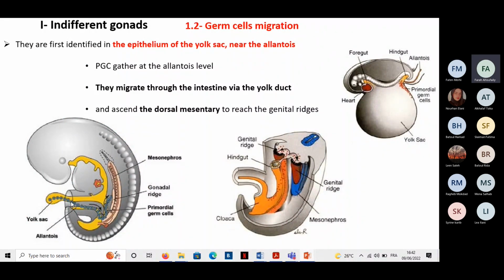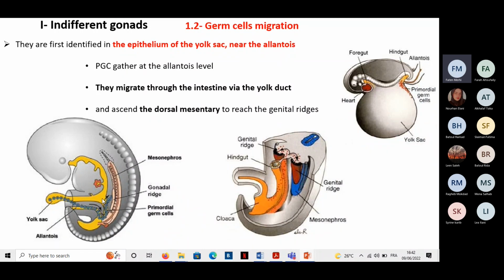Okay, we have the allantois, and the yolk sac is here. We have the gut. We have the foregut, the midgut, and the hindgut. So the hindgut is the posterior region of the gut.